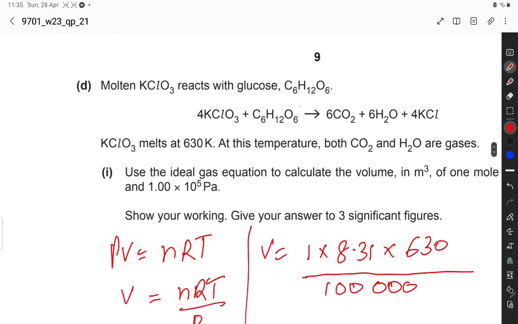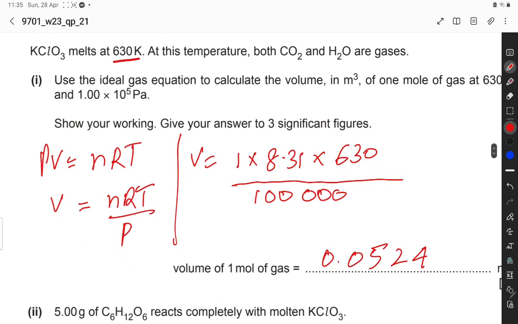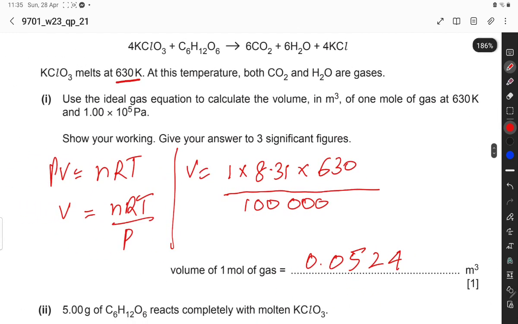Molten KClO3 reacts with glucose: KClO3 plus 6 C6H12O6 to form 6CO2 and 6H2O plus 4 KCl. KClO3 melts at 630 Kelvin. At this temperature both carbon dioxide and water are gases. Use the ideal gas equation to calculate the volume in meter cube of 1 mole of gas at 630 Kelvin.